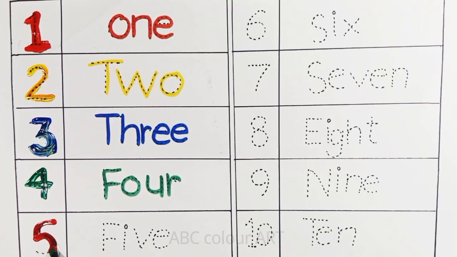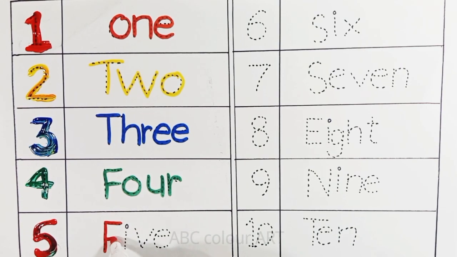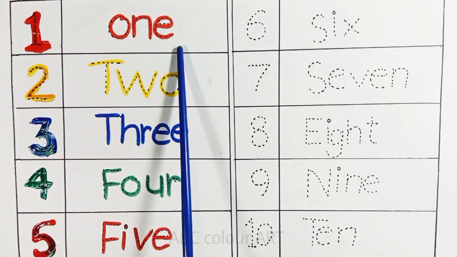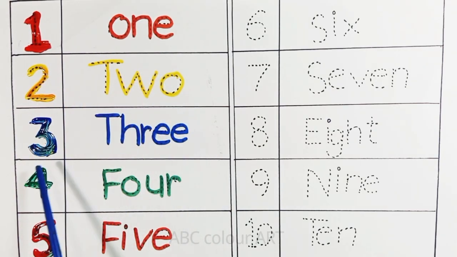Number 5, F I V E, 5. 1 O N E 1, 2 T W O 2, 3 T H R double E 3, 4 F O U R 4, 5 F I V E 5.